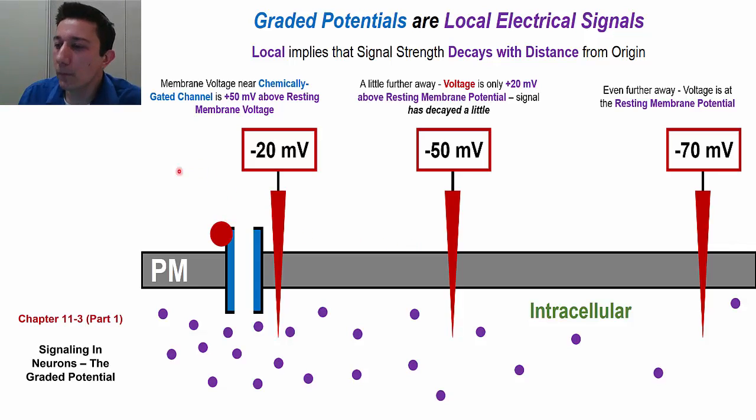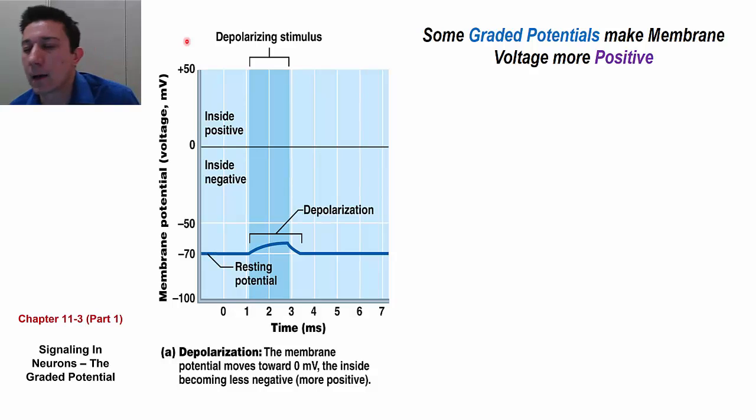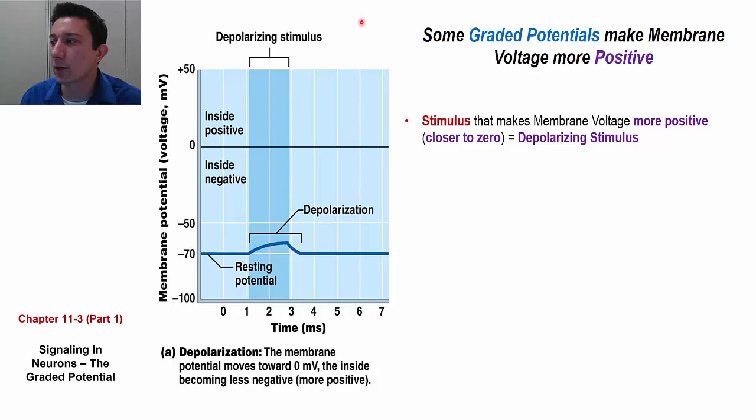Okay, so I gave an example where a neurotransmitter opens a channel that lets sodium into the cell, but this isn't always going to be the case. Sodium is not always going to come into the cell when a neurotransmitter opens a channel. Some graded potentials make the membrane more positive in that the chemically gated channel that opens might let a substance like sodium into the cell where it's going to bring positive charge.